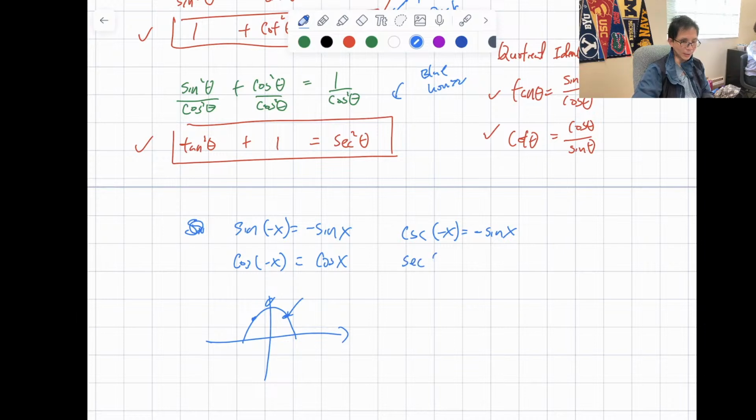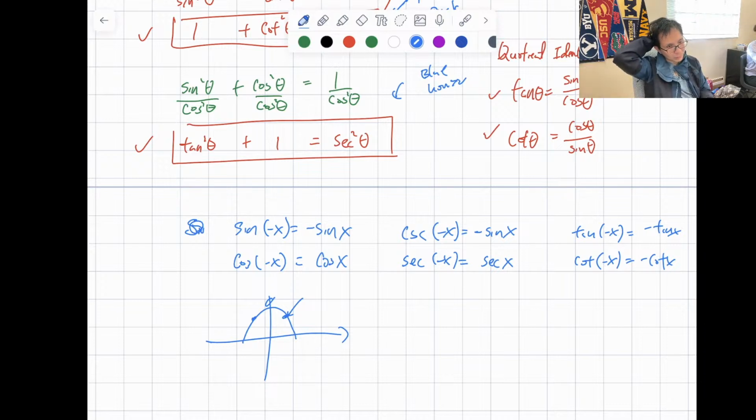And the secant of negative x is what? Secant of x. Good, because they are even functions, just like cosine. Now, tangent of negative x is negative tangent of x. And cotangent of negative x is equal to negative cotangent of x. Okay, so that's it for the day.